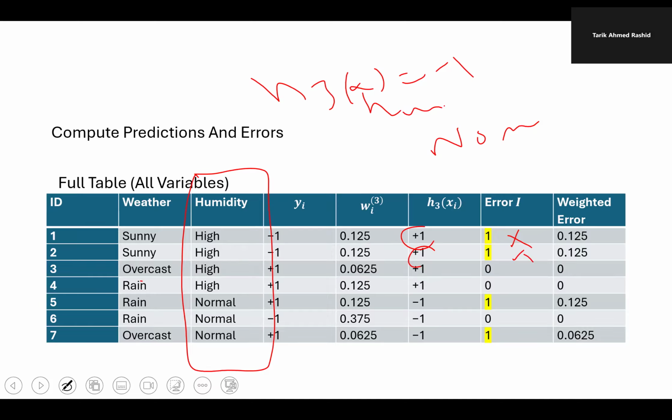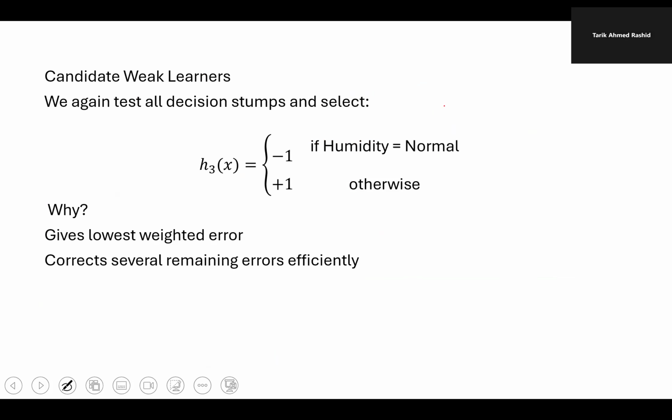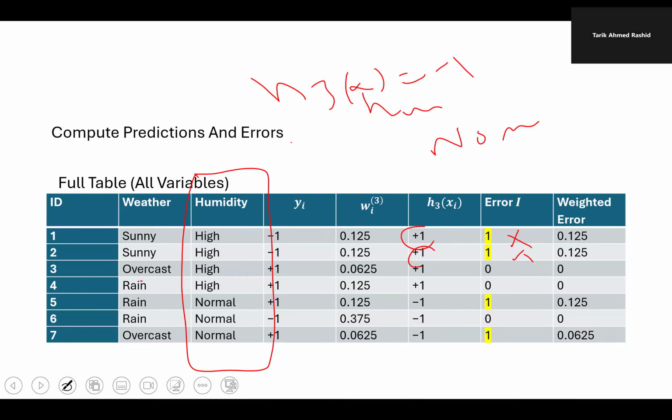And normal, humidity normal should be -1, so that's +1. It has to change. That's one error. Humidity normal -1. Yes, we have the condition. It is fine. Should be -1. So it's -1, should be -1. Now, humidity normal +1, that's a mistake. So that's one mistake, two mistakes, three mistakes, four mistakes.